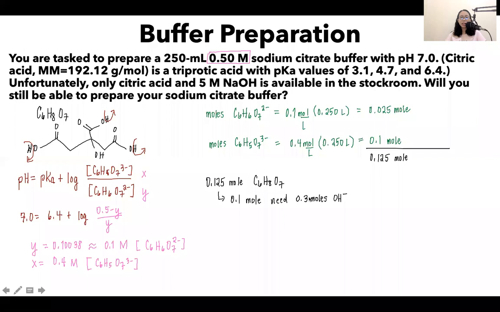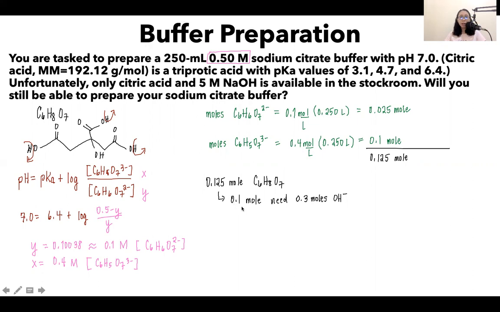So where did this 0.3 come from? We multiplied 0.1 by 3 because every molecule of citric acid, for it to become this citrate, the one with the charge of -3, for every molecule of this, you need 3 OH ions, right? So if I need 0.1 mole of this, it means that 0.1 mole of citric acid must be neutralized by 0.3 moles of hydroxide ions.